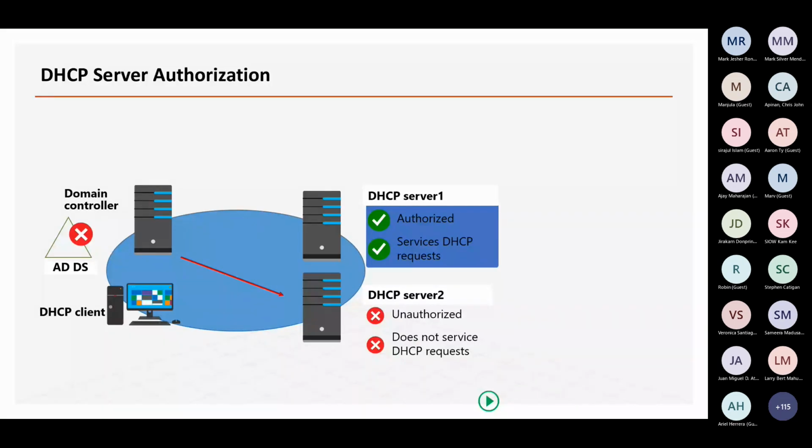Now let me give a scenario. I have a DHCP client that is sending a request. You can see only DHCP server 1 is responding to this one. The other one has received it, but says, sorry boss, even though I am a DHCP server, I don't have the authorization to release this. So only the authorized DHCP server will issue the IP address here. On the slide, the DHCP client is sending a request and the authorized server is responding to it.